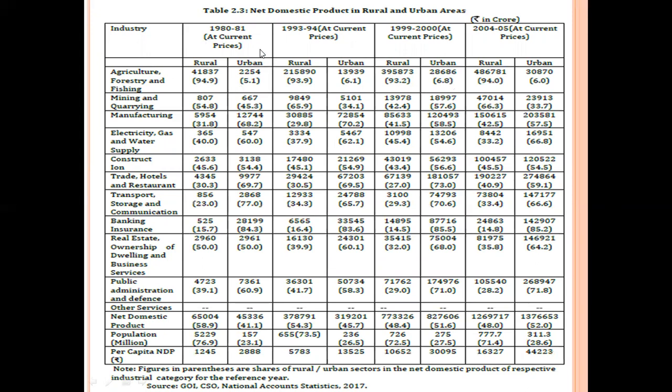This is about the net domestic contribution for rural and urban areas. You see here, this is 4 decades data from 80-81, 93-94, 99 to 2000, and 2000 to 2005. So you see the contribution of different industries, rural contribution. So rural areas are contributing a lot in the development of the country. Okay, they are not behind. For agriculture and forestry, you see that this is the contribution in crores. This much is the contribution of rural areas.